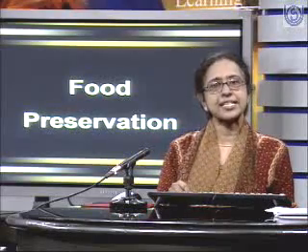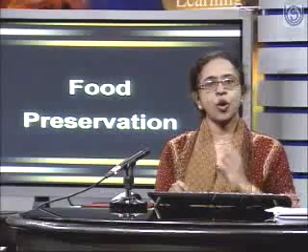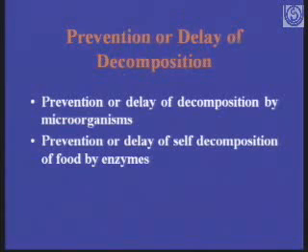Now if we look at the next aspect, that is the principles in terms of the processes that we can employ in food preservation, there are two types of things that we can do. Either we can prevent decomposition or we can delay decomposition. So, prevention or delay of decomposition. Here again we have two different aspects: prevention or delay of decomposition by microorganisms, and prevention or delay of self-decomposition of food by the enzymes.